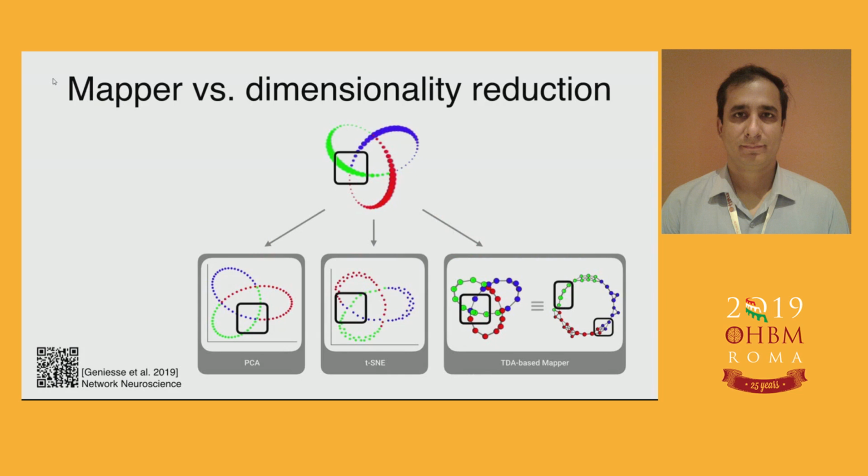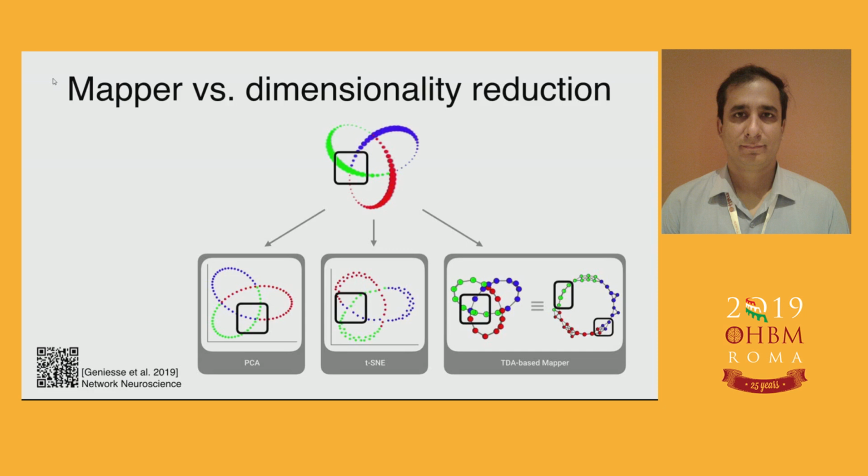So just to make that point one more time, if you take the same data again and do PCA or t-SNE, and you look at that square where there is an overlap between the green and the blue and red lines, you will realize that it's actually like a high fly over, the green goes above blue and red. We completely miss that if we do PCA or t-SNE.